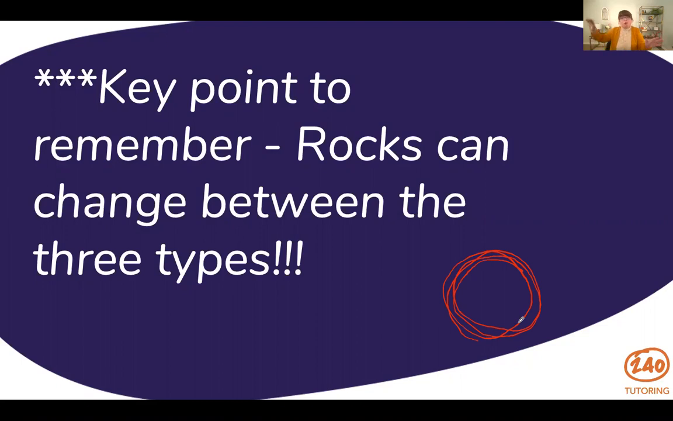So it's a process. It's a big, long process. So don't get tripped up. Rocks can change between types. It doesn't have to stay one type. So I wanted to throw that in there right at the end just to help avoid any confusion.